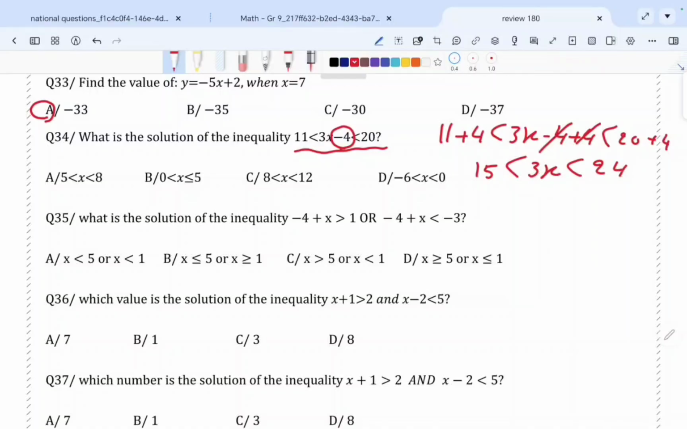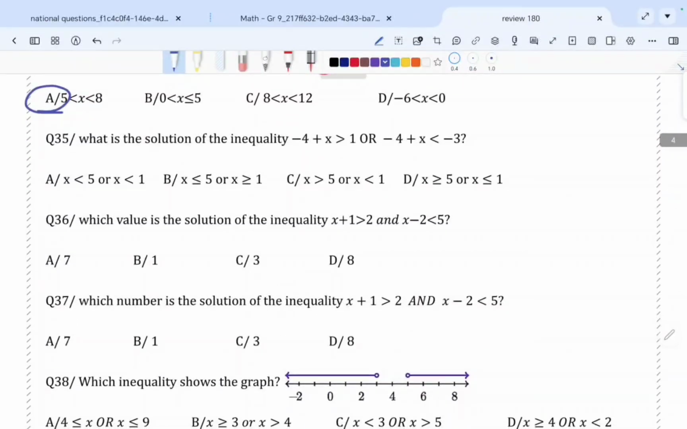Okay, now how to get rid of 3? Divide each one of them by 3. X remains alone. 24 divided by 3 is 8. 15 divided by 3 is equal to 5. Now which one is correct? A.